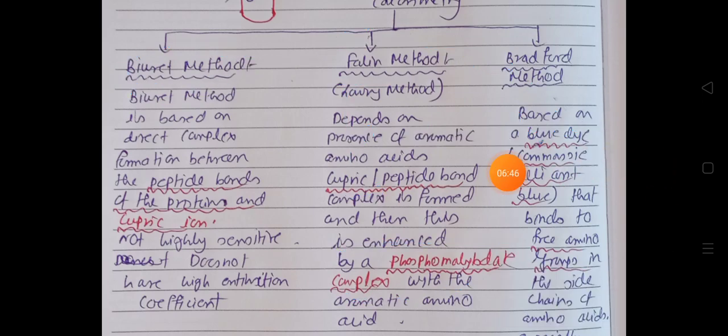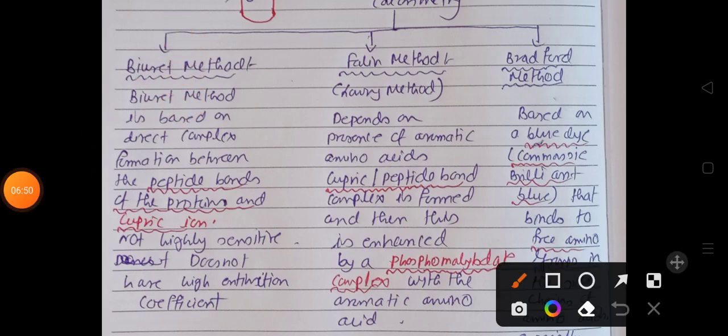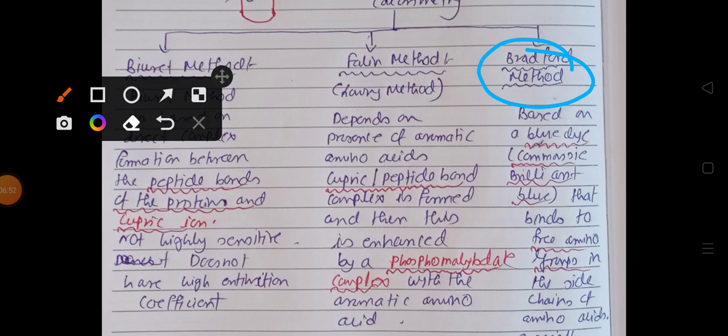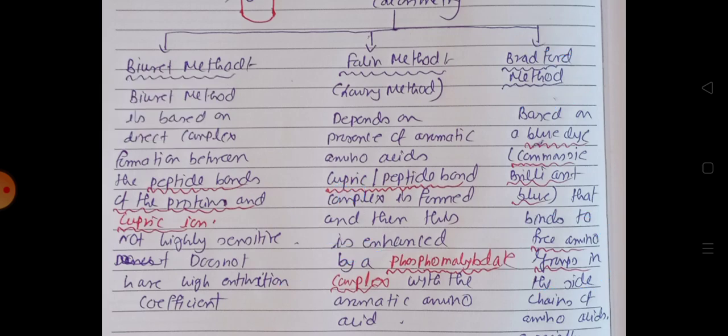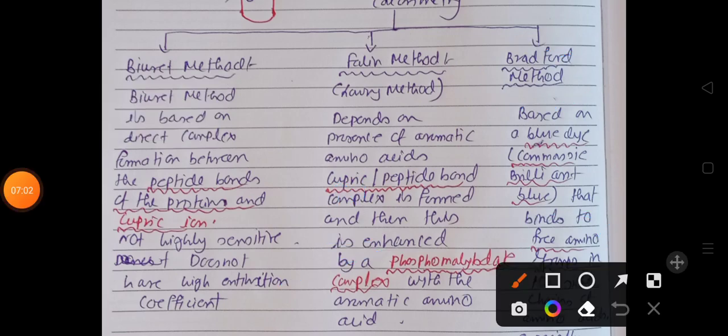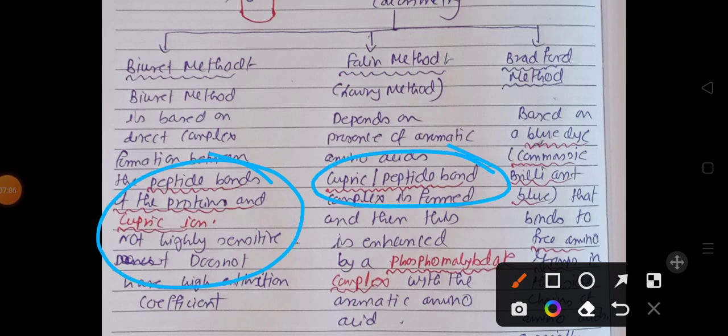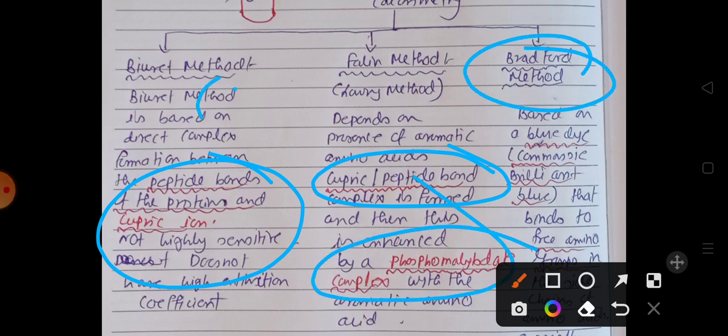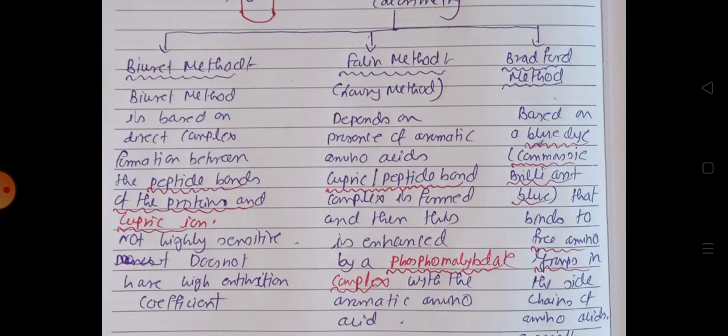And at last, there is the Bradford method, where we are using Coomassie brilliant blue, and this Coomassie brilliant blue will react with the free NH2 group of the amino acid chain. So that is the Bradford method. In the Biuret method, we get a complex of cupric ion and peptide bond. In the Folin method, cupric ion and peptide bond along with the phosphomolybdate complex. And in the Bradford method, we use Coomassie brilliant blue that interacts with the free amino group in the side chain of the amino acid. So that is the idea.